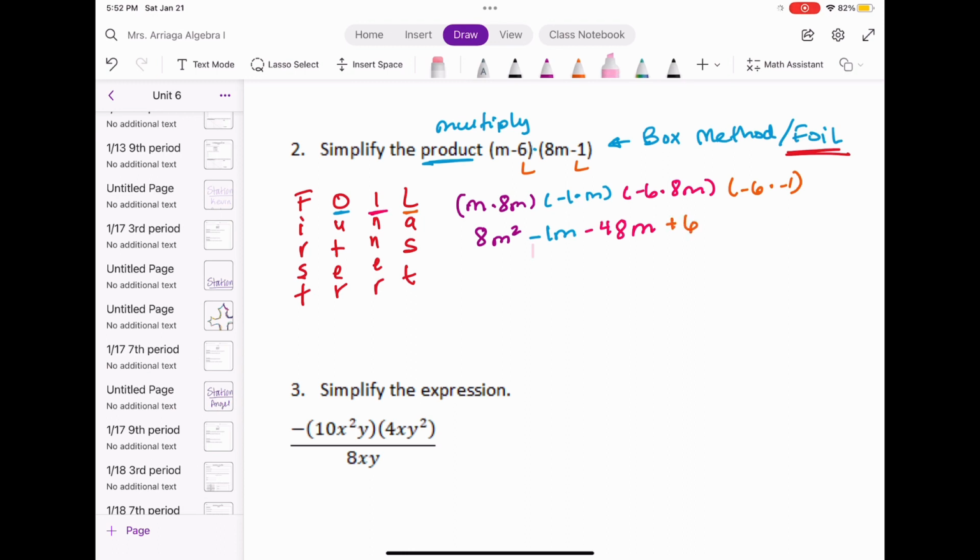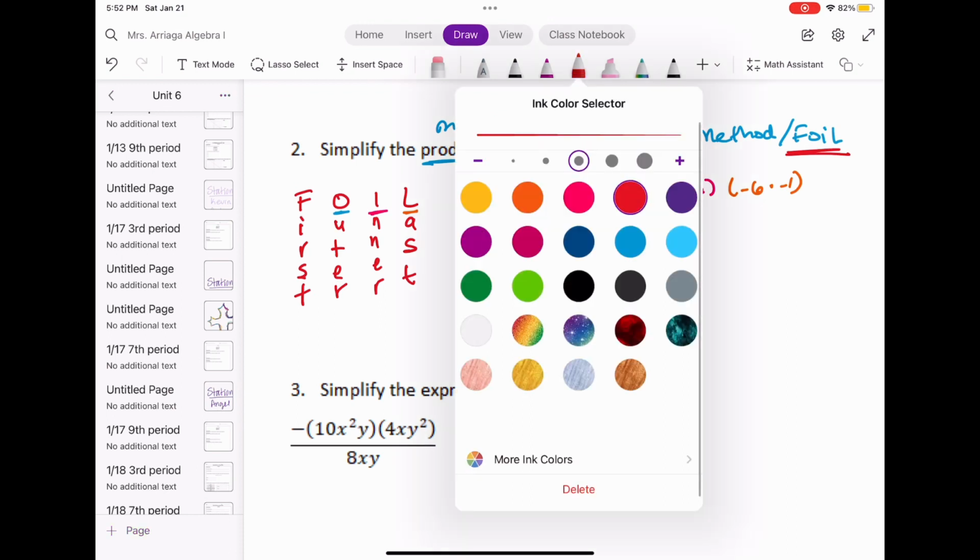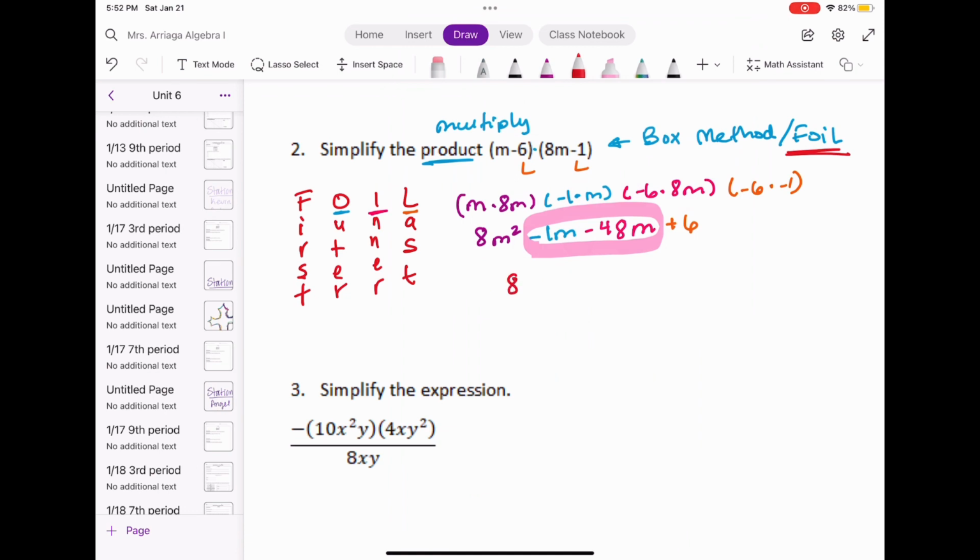Now that you have multiplied the binomials, you can combine like terms. We see that negative 1m and negative 48m are like terms, so let's combine them. Negative 1 minus 48 gives us negative 49, and don't forget the m. And that gives us our answer.